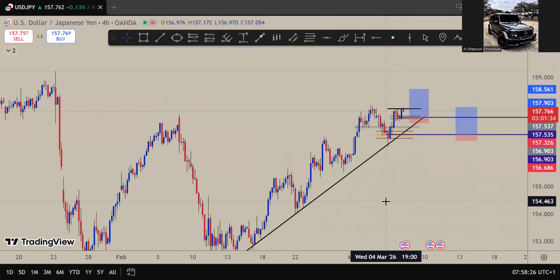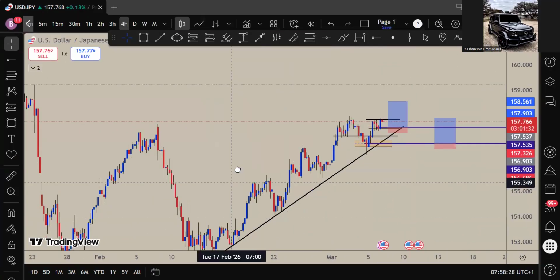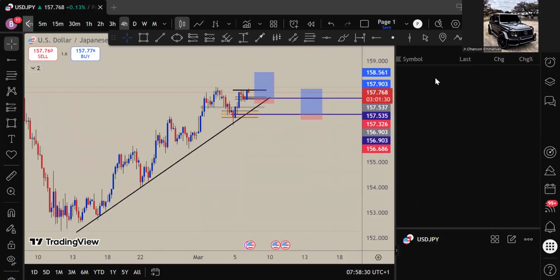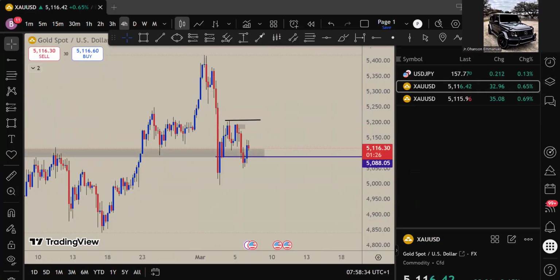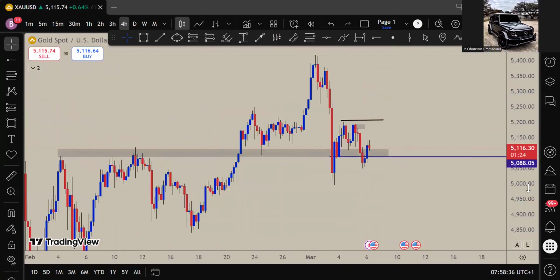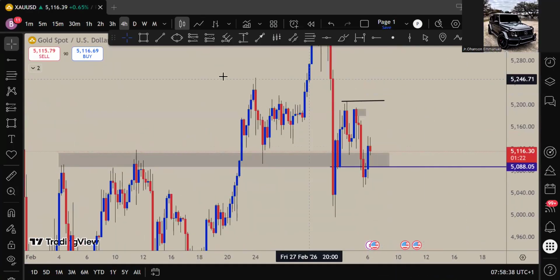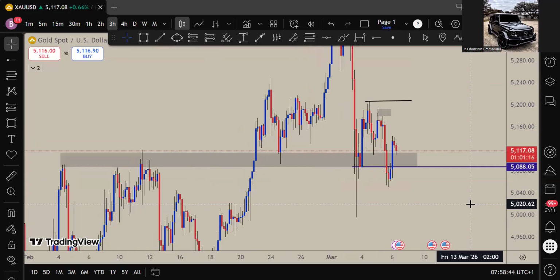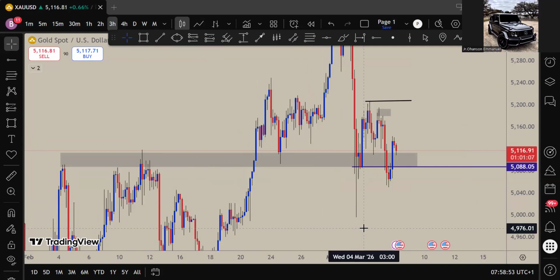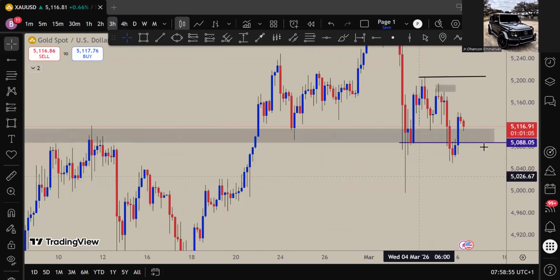All right. That's it, guys, for USDJPY. And coming to gold, let's look at what gold is doing. For now, I'm still bullish on gold anyways. But I usually trade gold using the 3 hour time frame. I'm still very bullish on gold. So for now, there's nothing much on gold.